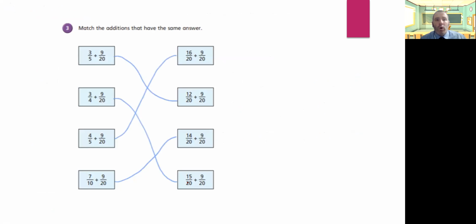Okay, so moving on, question 3, here are your answers. So we've got 3/5 and 9/20 is equivalent to 12/20 plus 9/20. Follow the lines, check your answers here. Okay, we're going to move on now.